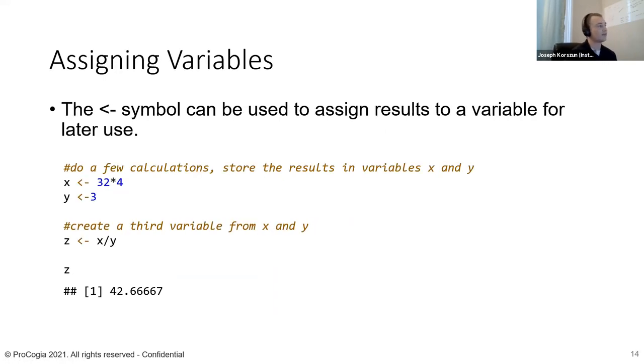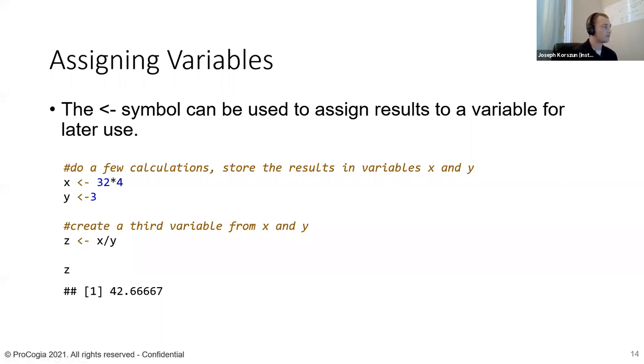So assigning variables. Assigning variables in R essentially uses that little arrow symbol. So you're pointing at what you want to assign. That's how I remember it. And again, these are all known as objects, right? So X is now an object, Y is now an object, Z is now an object, right? But what we store in an object defines what each structure is.